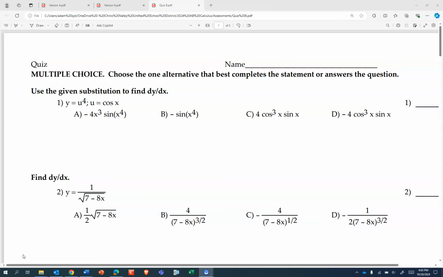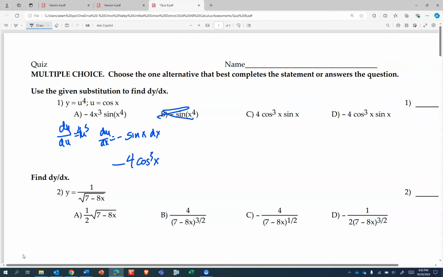Okay, so this is quiz 8. Here we go. Using the given substitution, find dy/dx. I mean, there's no way the answer choice is B already. Oh, I have to get a pen. So I guess dy/du is 4u cubed, and du/dx is equal to negative sine of x dx. And so we're supposed to resubstitute, and 4 cosine cubed times negative sine of x. Oh shoot, dx. That's something else in the future.